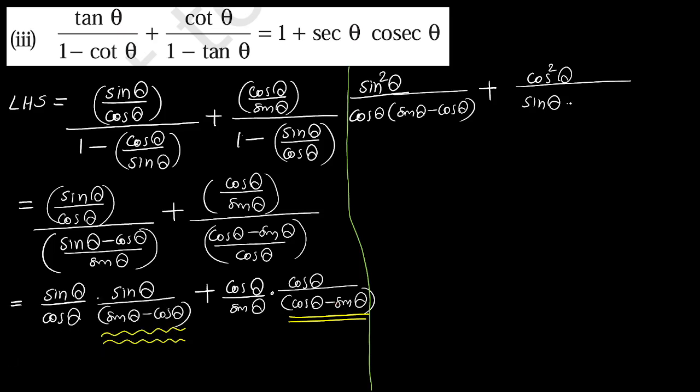Cos theta minus sin theta is minus 1 into sin theta minus cos theta. There is no problem, because if you open the bracket, you can see minus 1 into sin minus cos gives cos theta minus sin theta. You can check it. Why am I writing like this? I want to take sin minus cos outside for the simplification purpose. Is this step all clear?